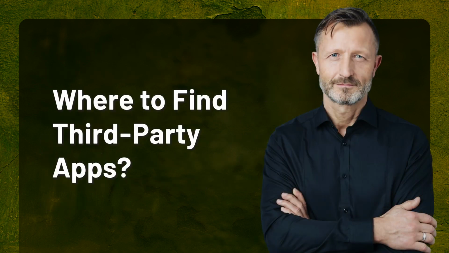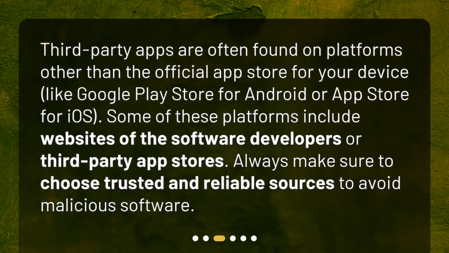Where to find third-party apps? Third-party apps are often found on platforms other than the official App Store for your device, like Google Play Store for Android or App Store for iOS. Some of these platforms include websites of the software developers or third-party app stores. Always make sure to choose trusted and reliable sources to avoid malicious software.